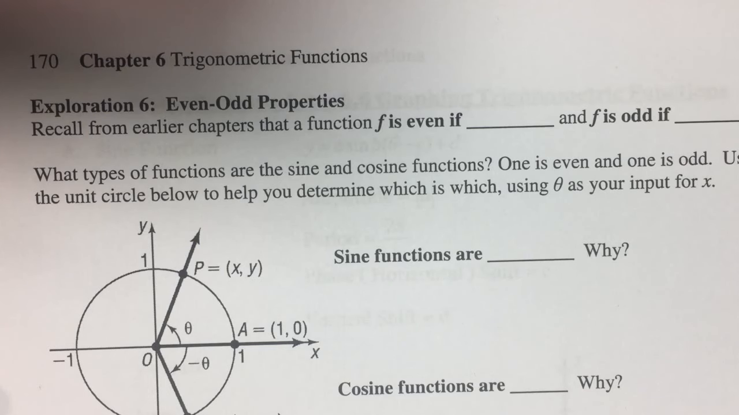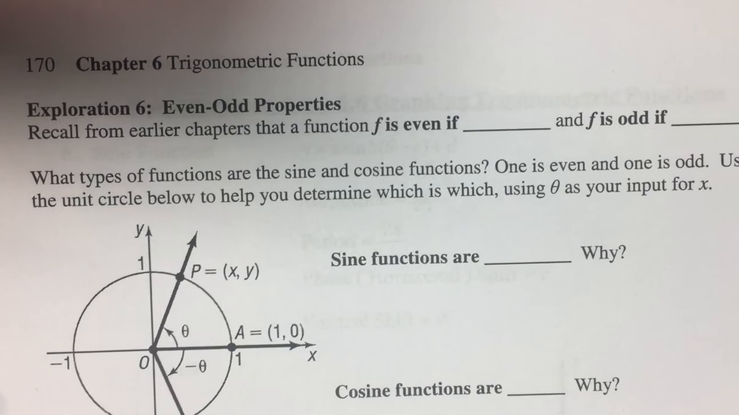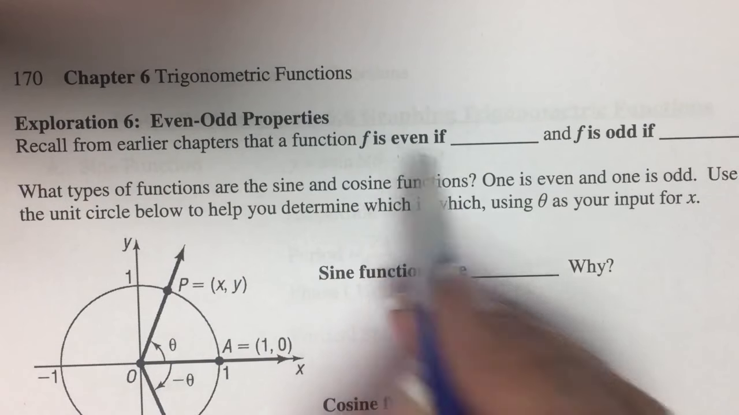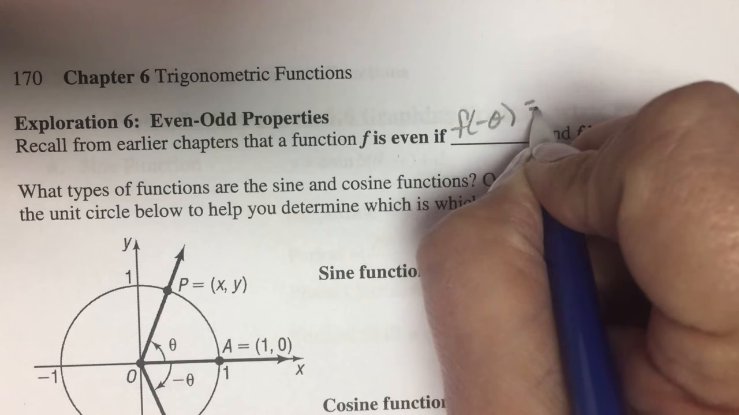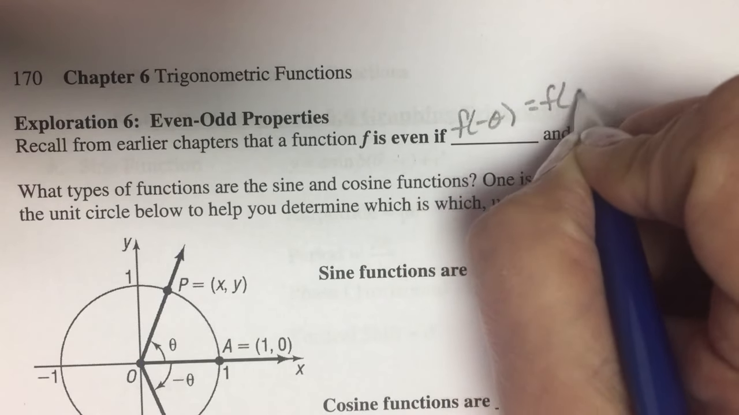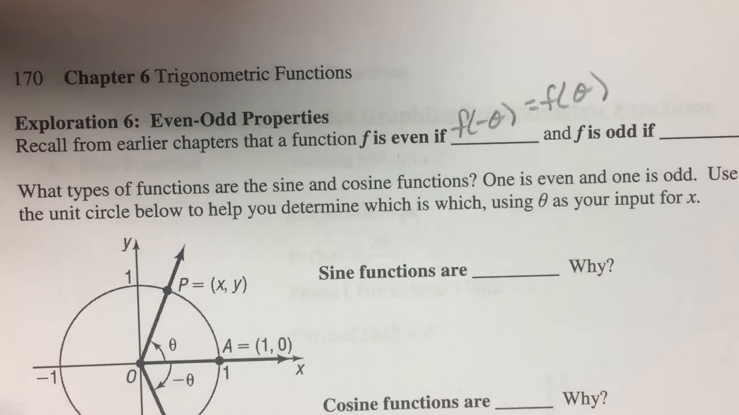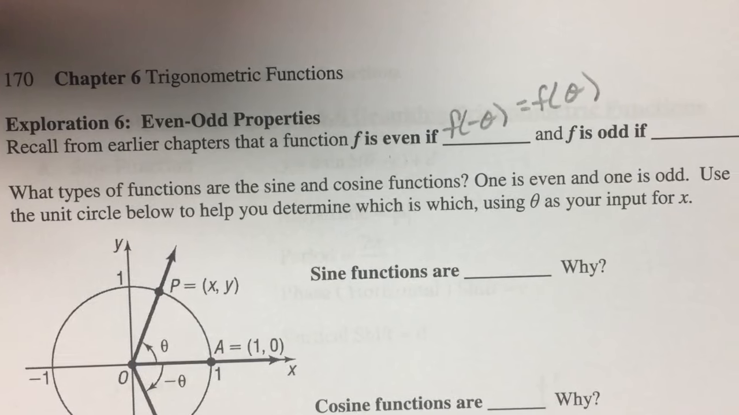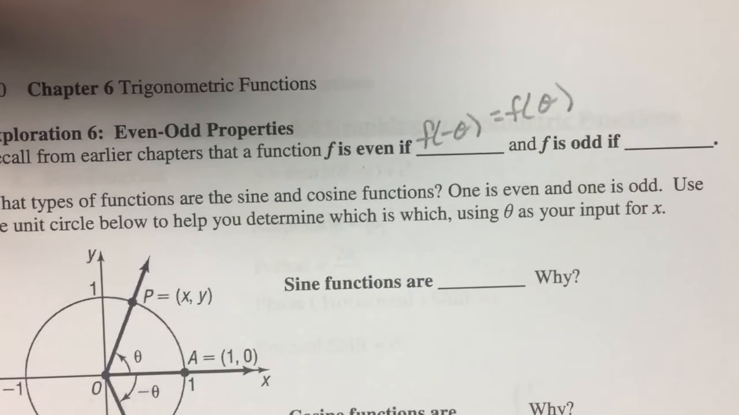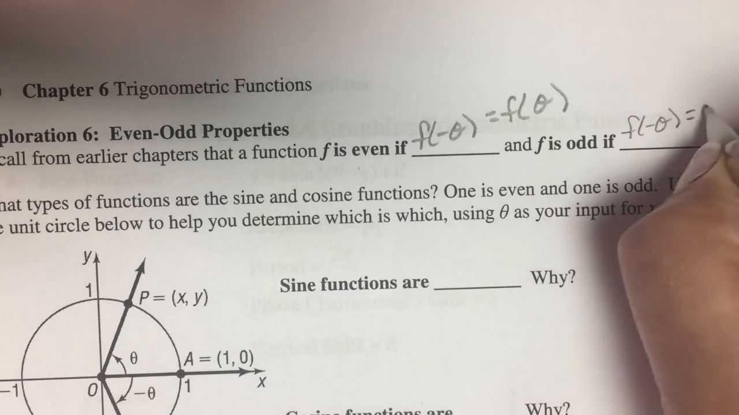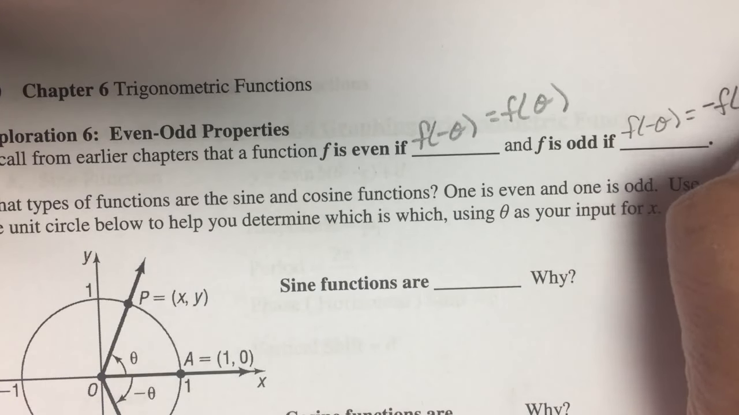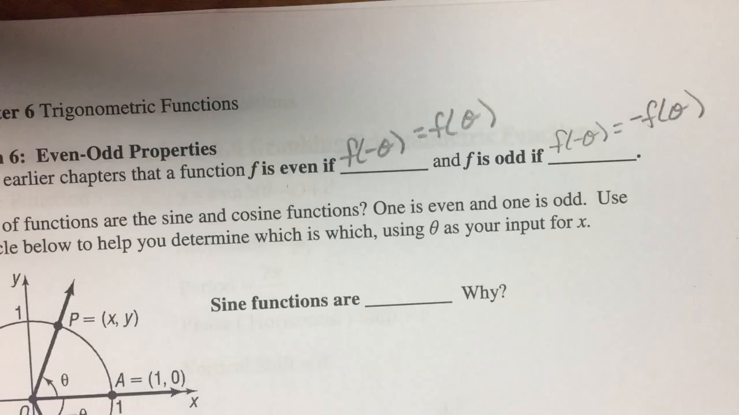Let me just quickly remind you that a function f is even if f of negative theta is equal to f of theta. Now, before we had f of negative x equals f of x, but this one we're talking about is a theta. It is odd if f of negative theta is equal to negative f of theta.